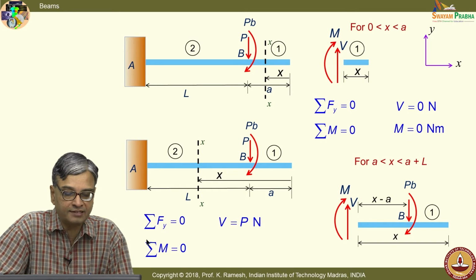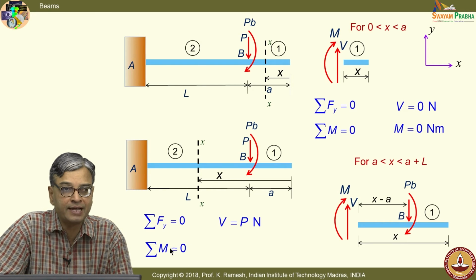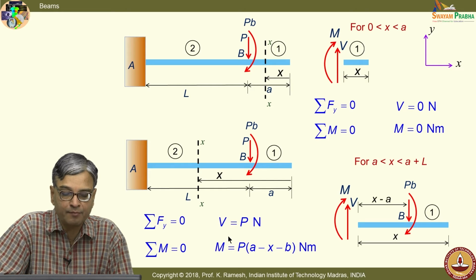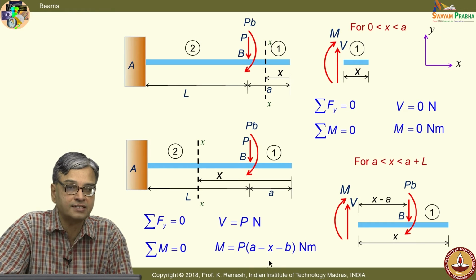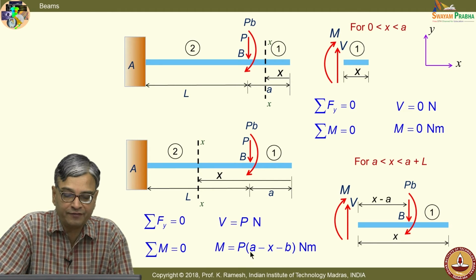A similar exercise I would like you to do for the moment equation, sigma M equal to 0. Please write for all the forces shown here, and when I solve that, I get the moment as P into (a minus x) minus Pb. If I solve this completely, I get it like this. Please verify whether my final answer is all right.